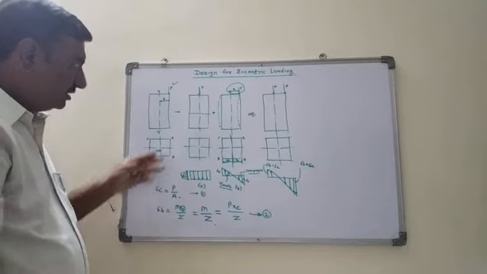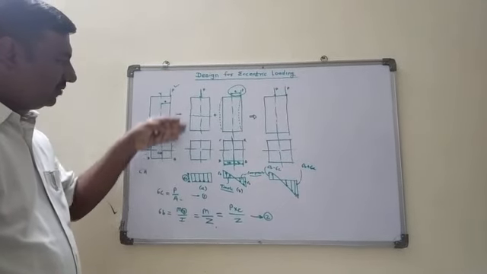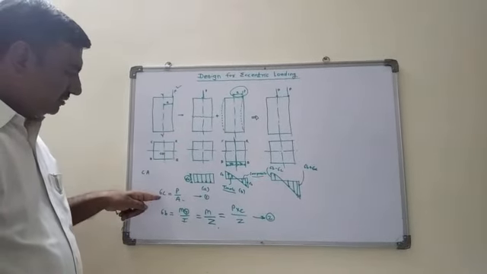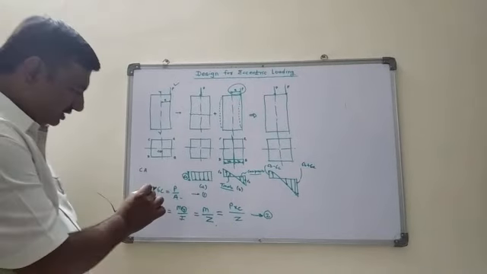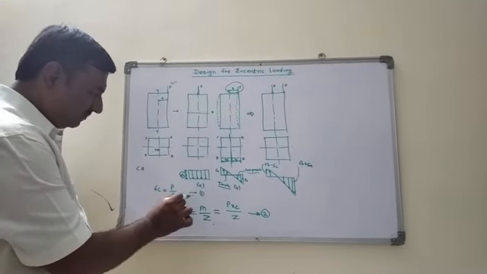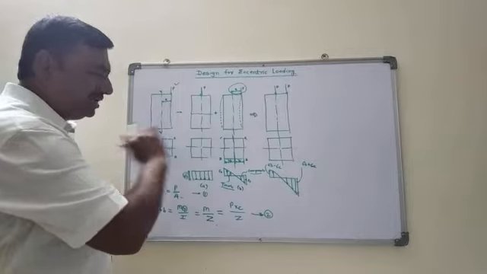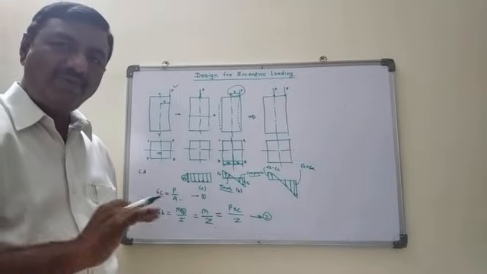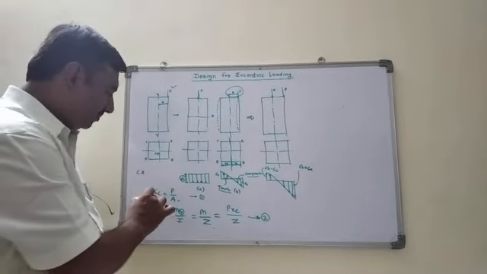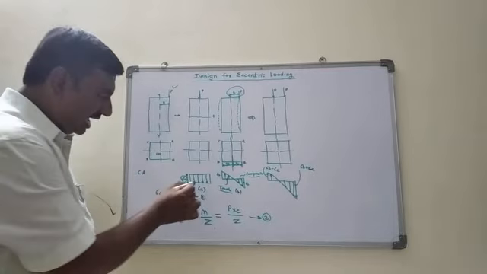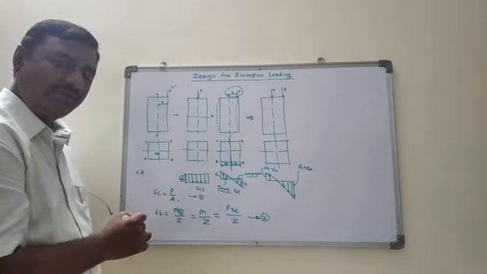The first effect, the direct compressive stress, we simply use this equation. Sigma c is equal to P upon A. So the entire cross section is subjected to the compressive stress, and we calculate the magnitude of the compressive stress. Like this, the distribution plot we will get.